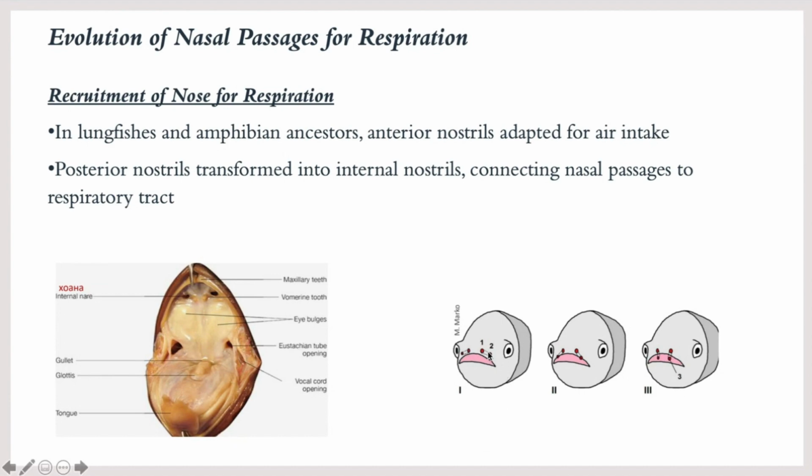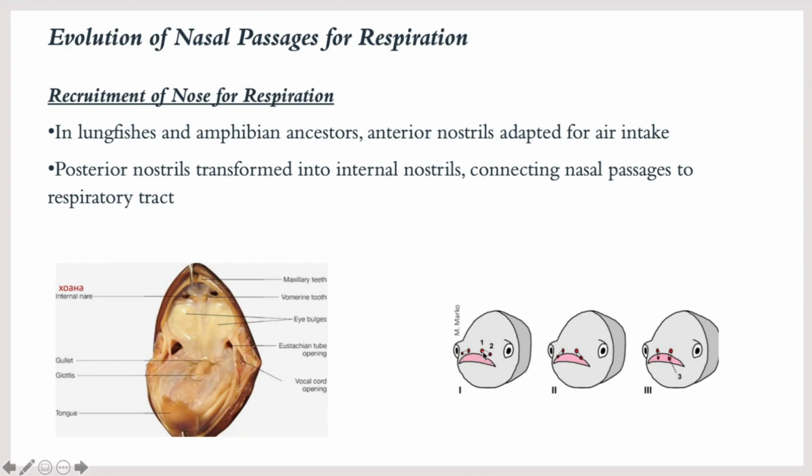They were only using them for smelling, but they need to start developing them for breathing because, as you know, we're going to go from animals which are using gills for respiration to animals which are going to only use lungs as they're going to become land animals. Okay, so what happened was that the posterior nostrils, which were at the back, basically moved into the mouth.